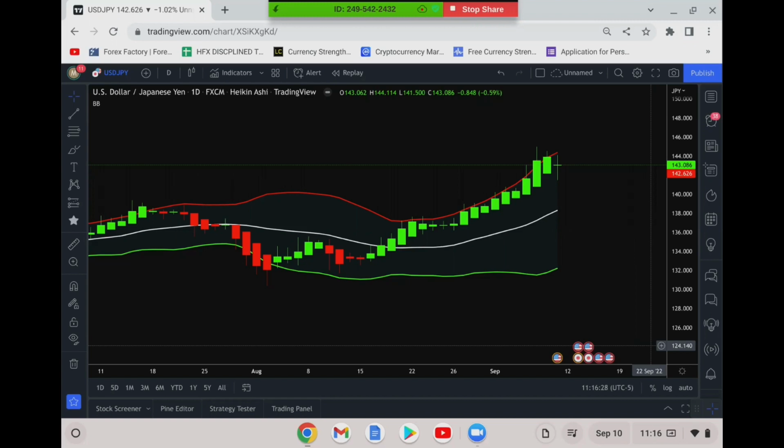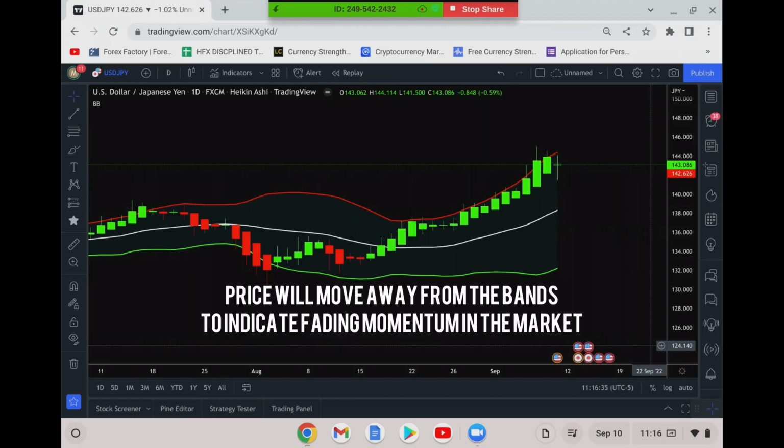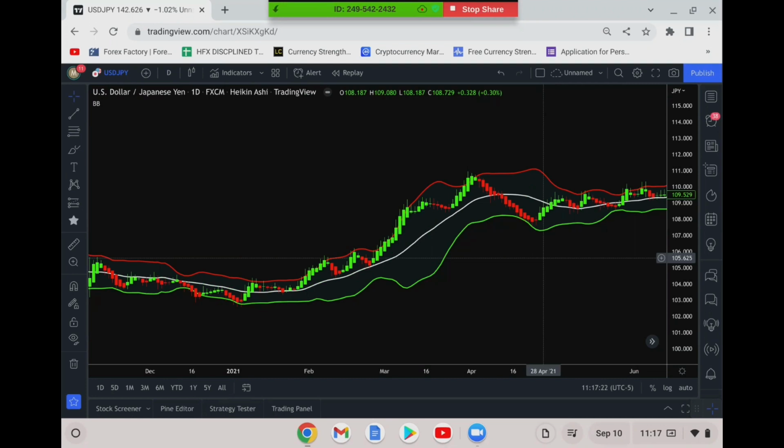Now, as price starts to move away from the outer bands, it's actually going to start to show us fading momentum within the market. Now, repeated retests or pushes to the band without price actually touching the band shows weak momentum in the market as well, or weak power in that direction.